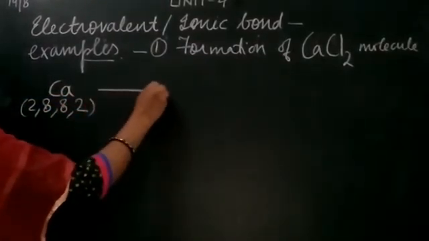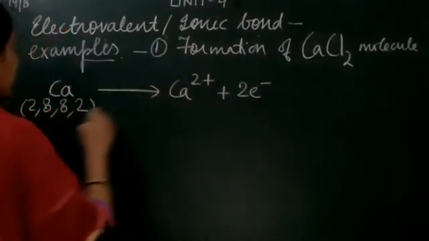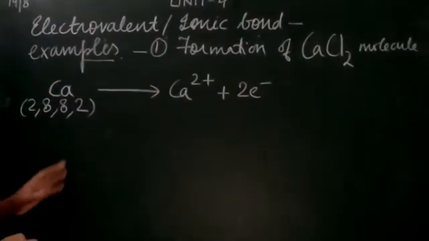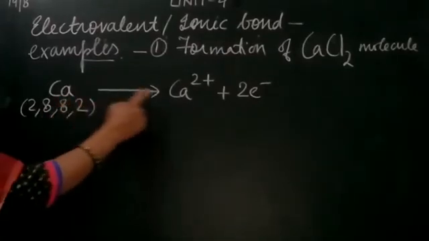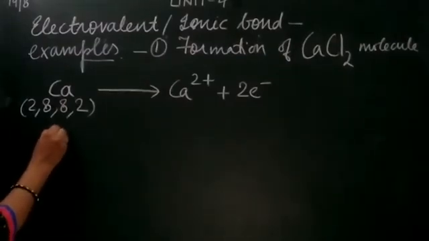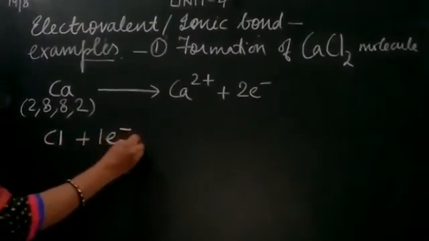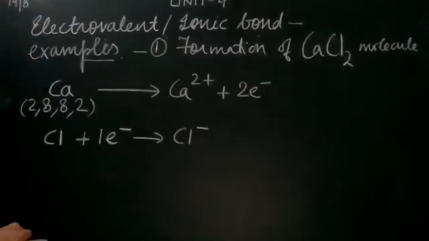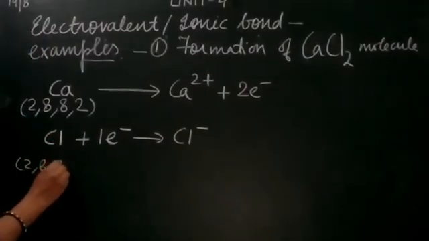So it will lose the 2 electrons. Now students, since you have gone through ionization enthalpy, you know that these 2 electrons will not be lost at a time, it will be one by one, right? So it is the calcium ion and the 2 electrons which have been lost here. Then comes the chloride ion. You know that one chlorine requires only one electron so that it gets the stable configuration, that is 2, 8, 7.